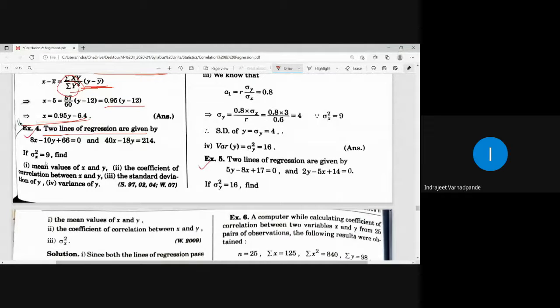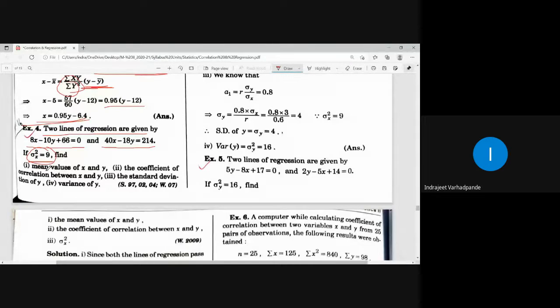So two lines of regression are given by 8x minus 10y plus 66 is equal to 0, and 40x minus 18y is equal to 214. Sigma x square is equal to 9, which means it is the variance of x, right? Sigma x is called the standard deviation of x. Sigma y is the standard deviation of y, and sigma y square is the variance of y. So apart from two lines of regression, they have given sigma x square is equal to 9.